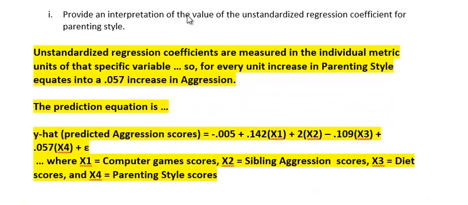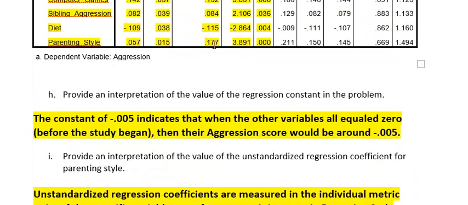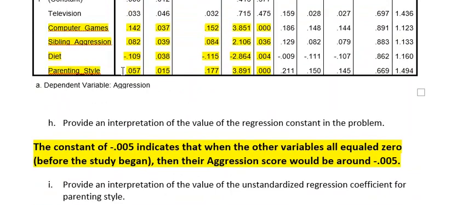All right, an interpretation for the value of the unstandardized regression coefficient for parenting style is this, right? So what that literally means is for every single parenting style unit, when it goes up by 1, the aggression score should go up by 0.057. I'll say that again. When the parenting style goes up by 1 score of whatever the units are for parenting style, then the units for aggression go up by 0.057.